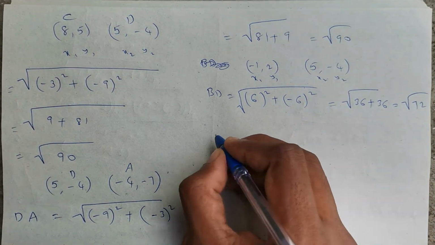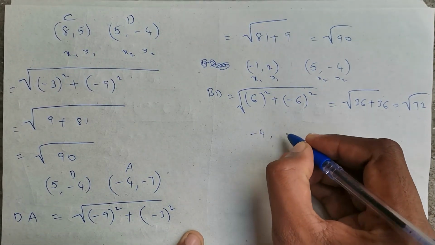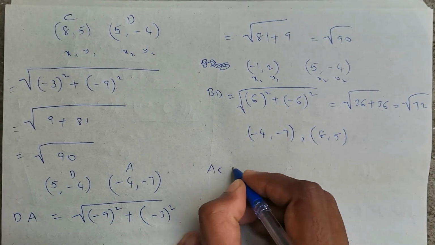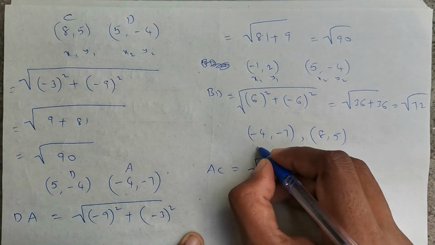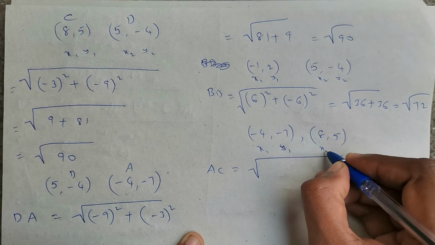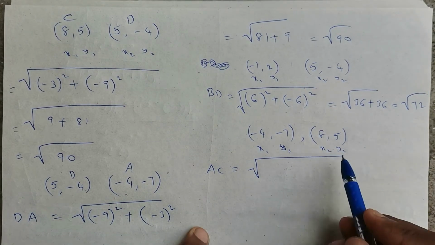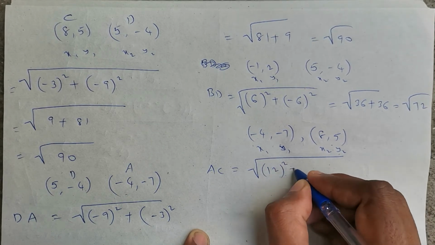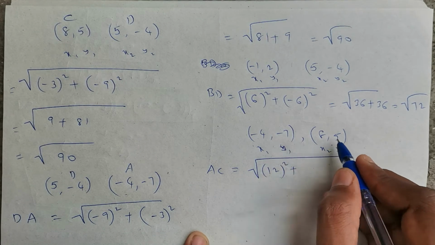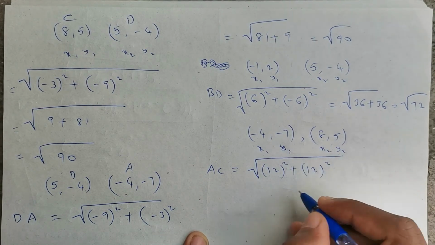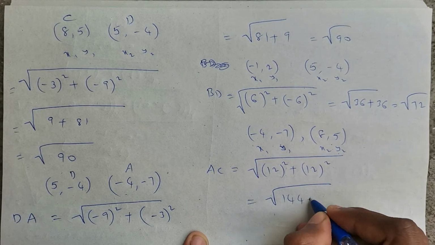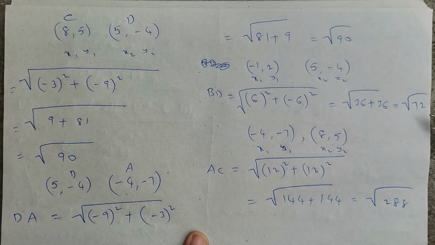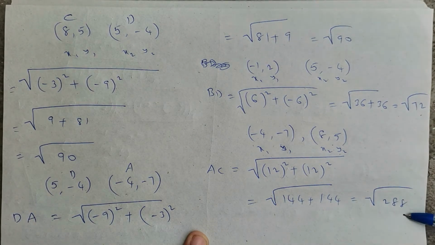Next, one more diagonal AC. Point A is minus 4 comma minus 7 and point C is 8 comma 5. So let us find the distance AC. This I am taking as x1 y1 and this as x2 y2. x2 minus x1, 8 minus of minus 4, 8 plus 4, 12 square, plus 5 minus of minus 7, 5 plus 7, 12 square, is equals to under root 12 square 144 plus 12 square 144, is nothing but under root 288.